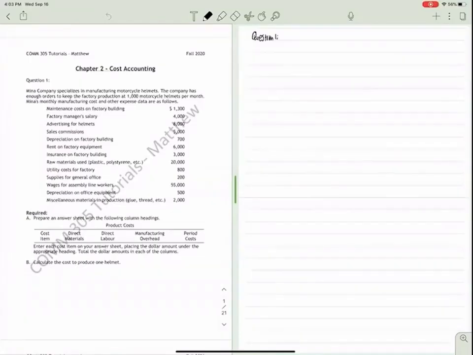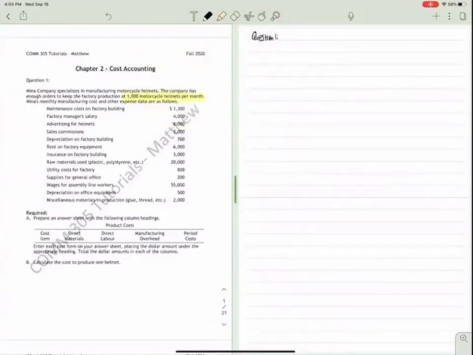So MENA company specializes in manufacturing motorcycle helmets. The company has enough orders to keep factory production at 1,000 helmets per month. I want you guys to highlight that. 1,000 helmets per month. That is our production. That is how much we're making. MENA's monthly manufacturing costs and other expense data are as follows.